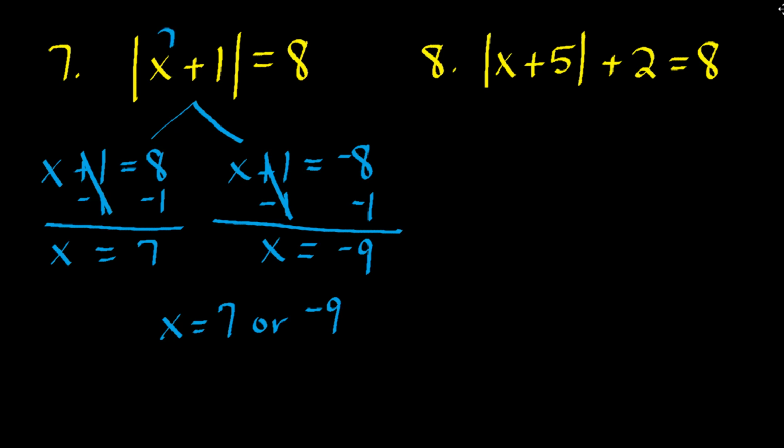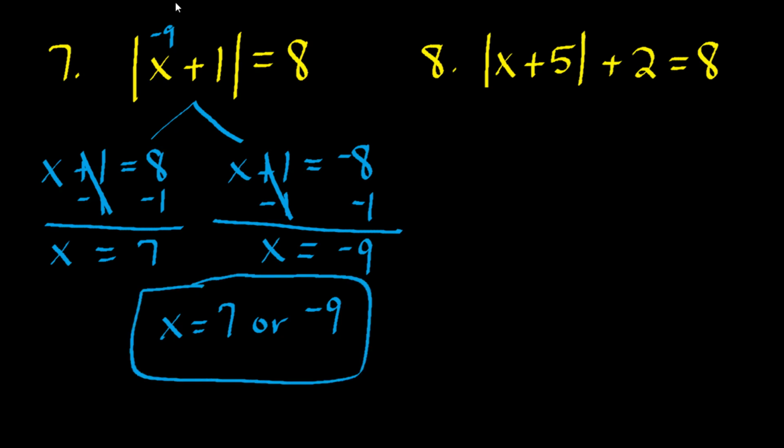If we plug in a 7 here, 7 plus 1 is 8. The absolute value of 8 is 8. Similarly, if we plug in a negative 9, negative 9 plus 1 is negative 8, and the absolute value of negative 8 is also positive 8. So both of these check.